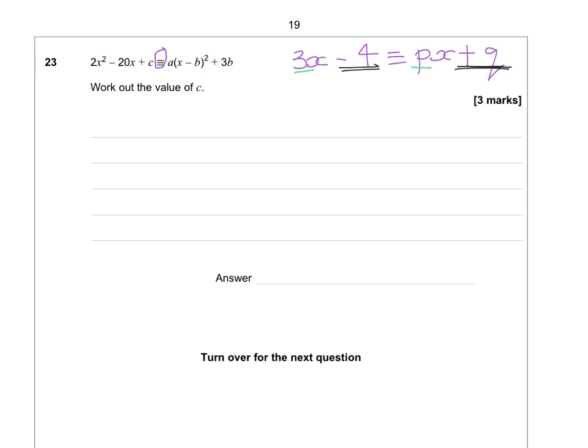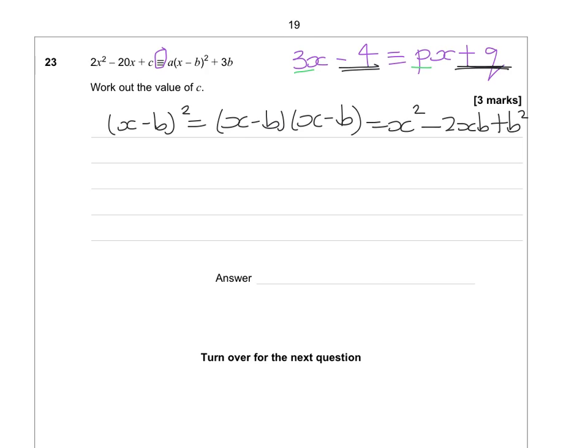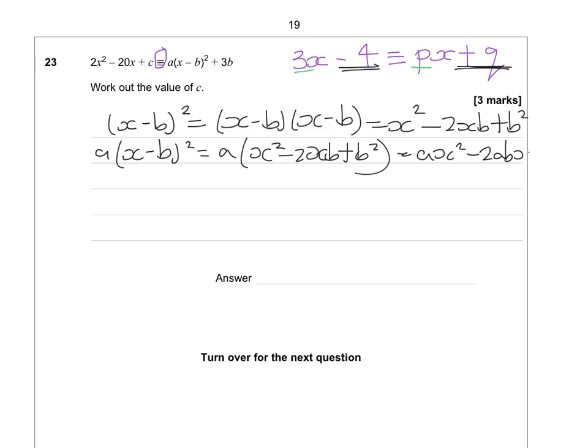To work out the missing values, we're going to start by expanding x minus b, all squared. So this gives us x squared minus 2xb plus b squared. We have to do some simplification to get there, but that is the correct expansion. Now this is being multiplied by a, so each part of this expansion has to be multiplied by a, which gives us ax squared minus 2abx plus ab squared.